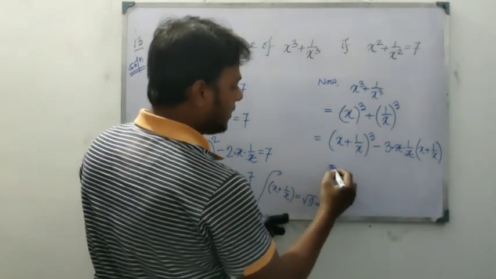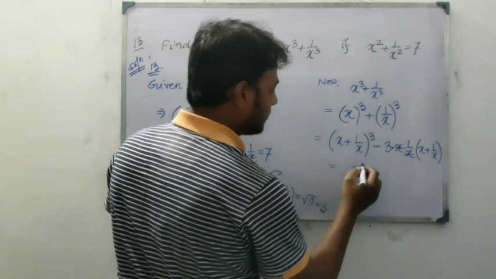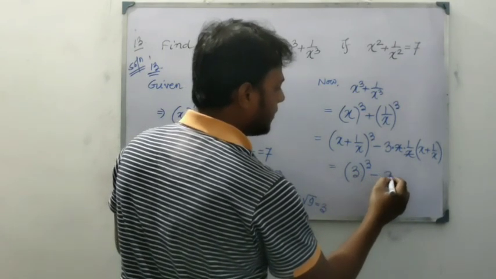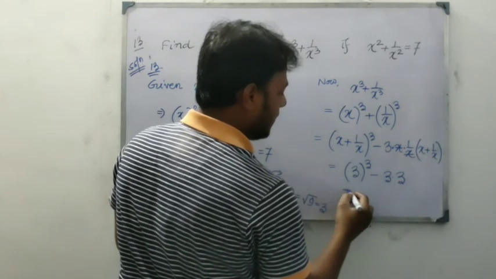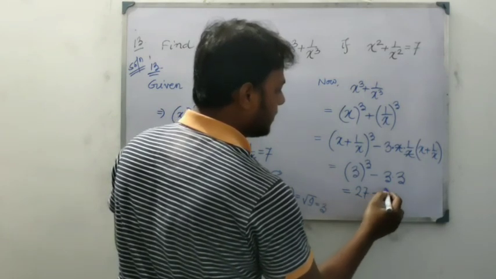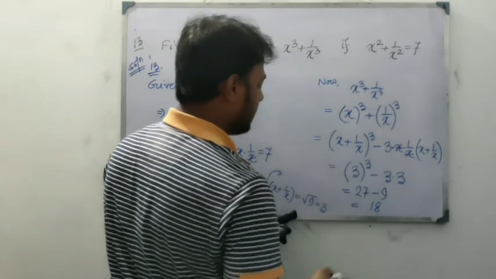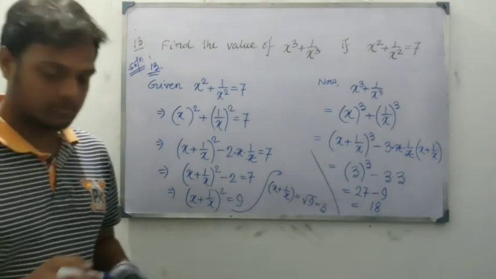So if we put the value here, then 3 cube minus 3 into (x plus 1 by x), which equals 3. 3 cube means 27, minus 9, equals 18. Okay, this completes the solution. Note down.